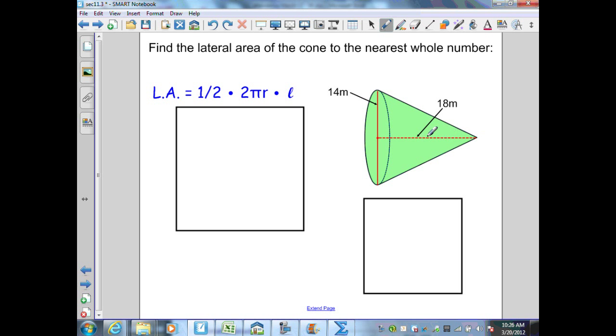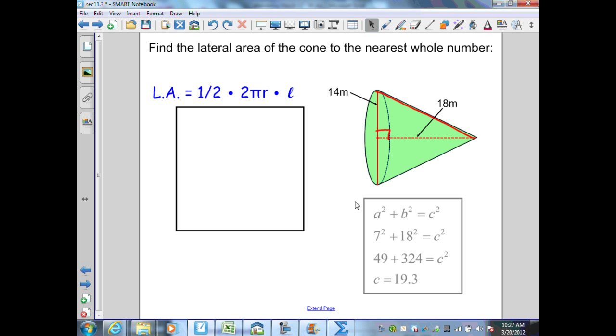I know that the altitude is a segment from the vertex that is perpendicular to the center of the base. Here, I know that this is a right angle. Therefore, I generate a right triangle with my radius, which I know is 7, and the altitude, which I know is 18. And by using the Pythagorean theorem, I can generate the slant height of my cone.